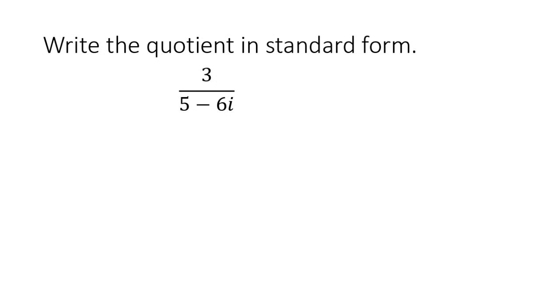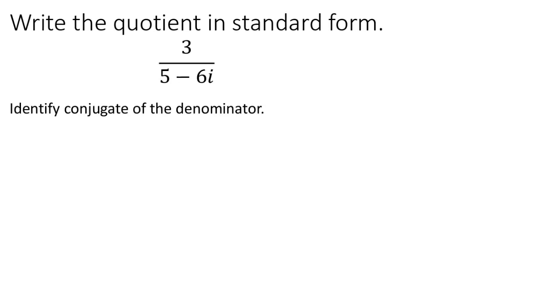All right, so again, we've done adding, subtracting, multiplying. What comes next? Of course, dividing, right? So on this one we want to write the quotient in standard form. Here we have our numerator and our denominator. In standard form, we have to identify the conjugate of the denominator. Very easy: the conjugate is the same real part and the same imaginary part, except what we change is the symbol that separates both of them. And that's how we'll find our conjugate.